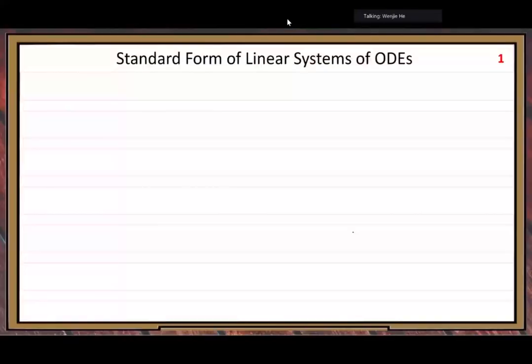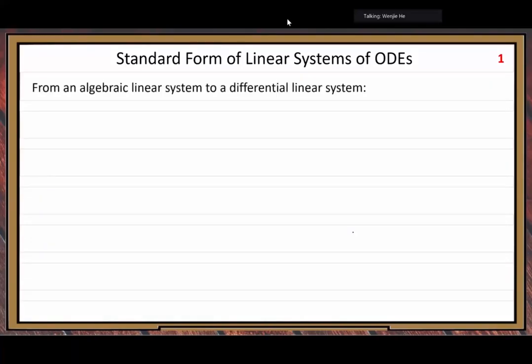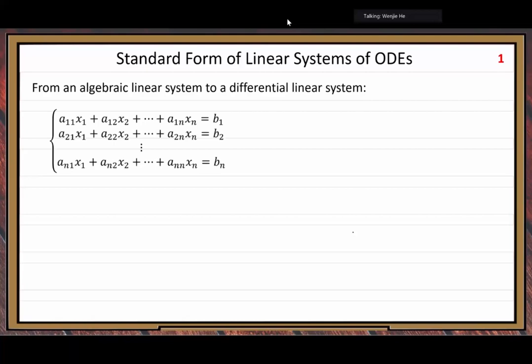Standard form of linear systems of ODEs. So here, we are familiar with the algebraic linear systems. So now we need to consider differential linear systems. That's the algebraic linear system. So we do comparisons.